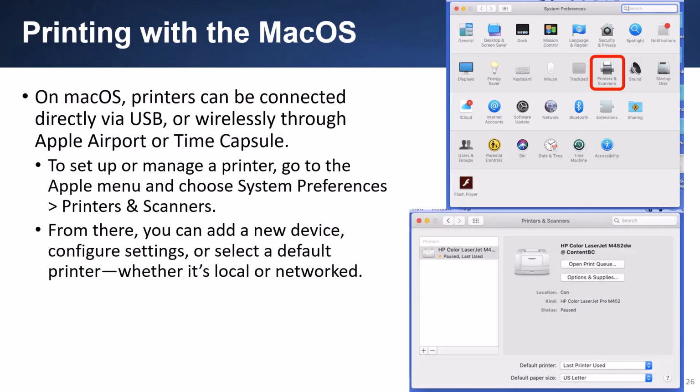On macOS, printers can be connected directly via USB or wirelessly through Apple AirPort or Time Capsule. To set up or manage a printer, go to the Apple menu and choose System Preferences, Printers and Scanners. From there, you can add a new device, configure settings, or select a default printer, whether it's local or networked.